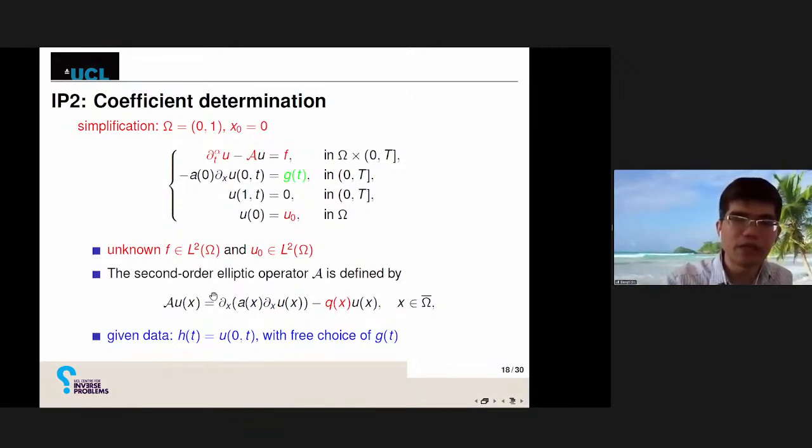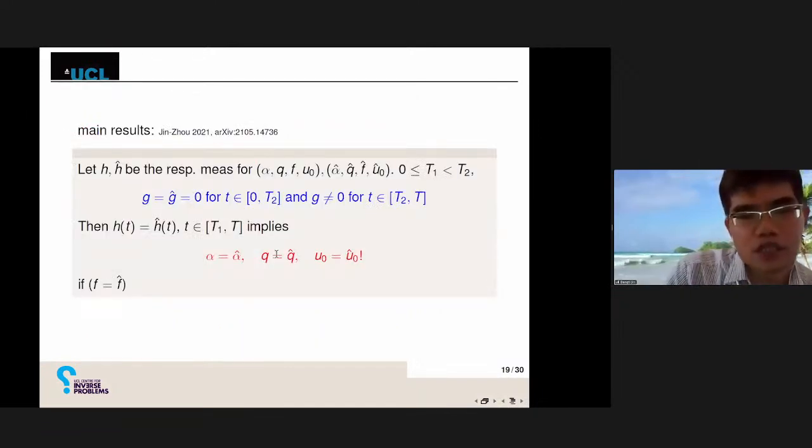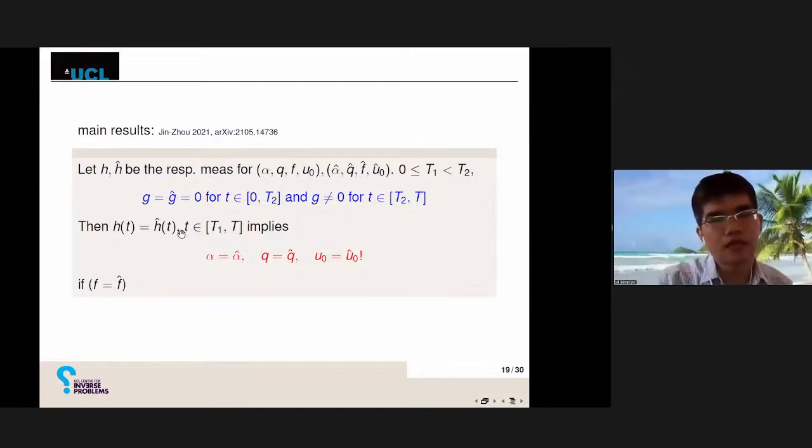And now we just measure this U at the left end point, and then we try to recover some of the parameters, like alpha, Q, and U0 or F. So that's the problem, which is less ambitious than the previous one, but we try to do a bit more. And for this problem, recently we proved that as long as our boundary conditions satisfy some very mild conditions, for example, initially it vanishes and then it's non-zero.